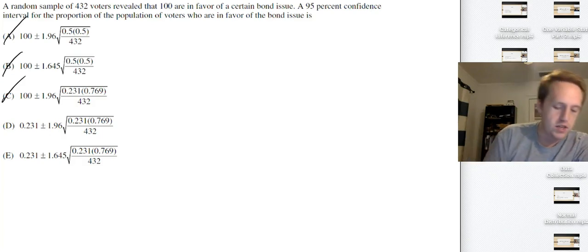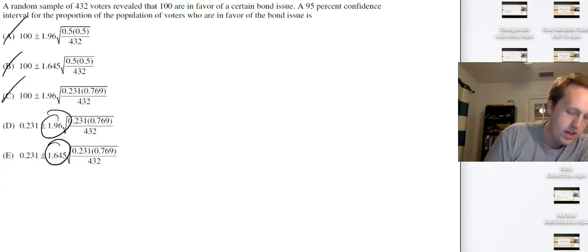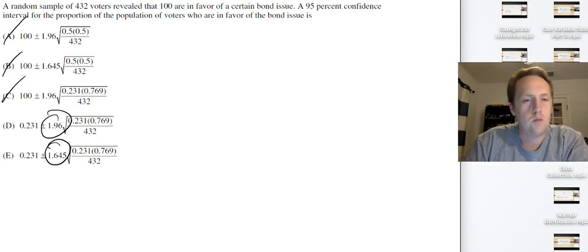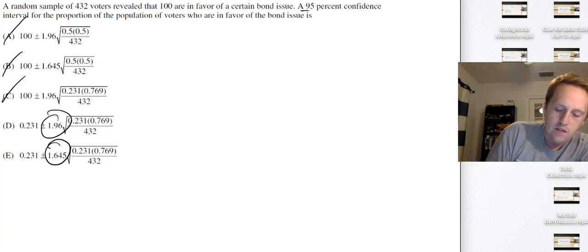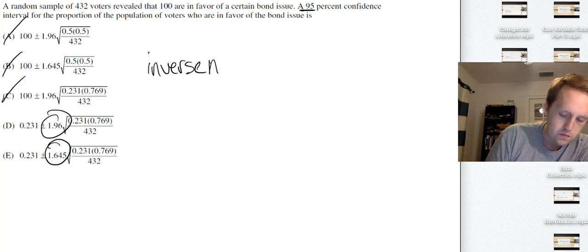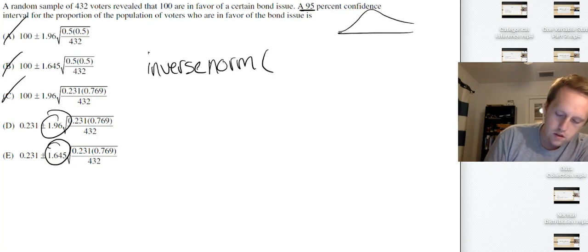And the only difference between D and E is this right here: 1.96 versus 1.645. That's our z-score, right? So I'm supposed to be doing a 95% confidence interval. To get the z-score, I'm going to do inverse norm. So 95% is in here, right?